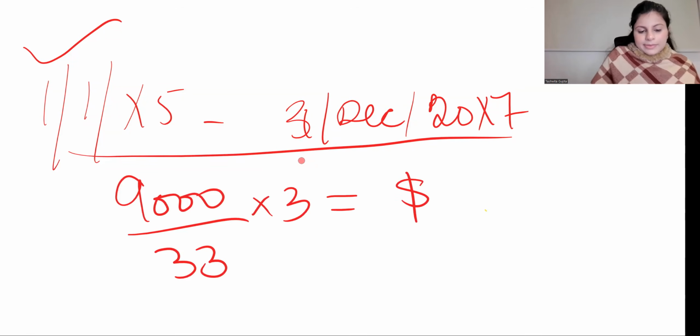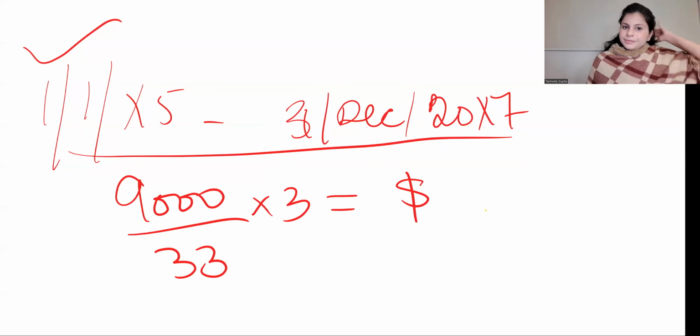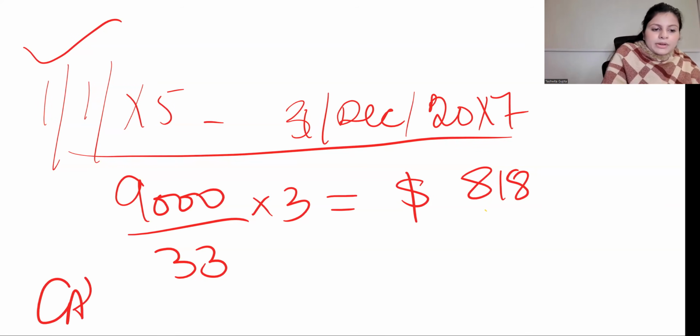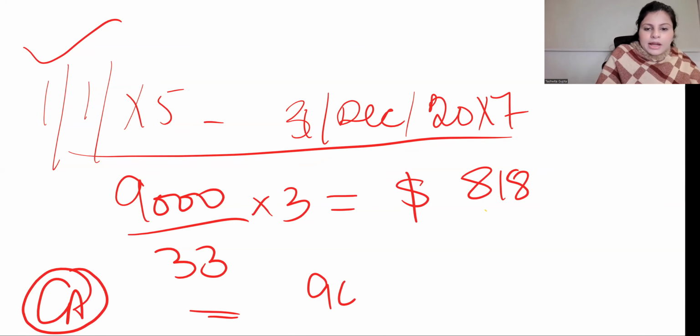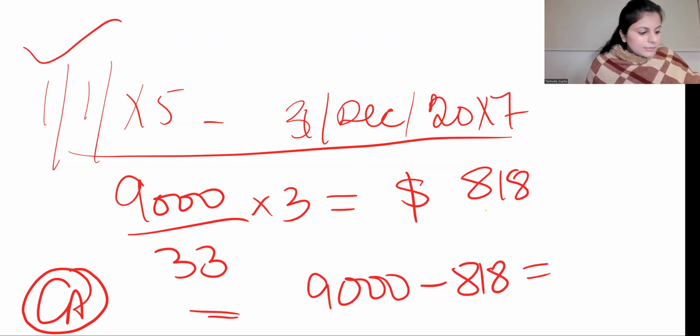How much is this? 818. So what will be my carrying amount on 31st December? 9,000 minus 818. How much is that? 8182.